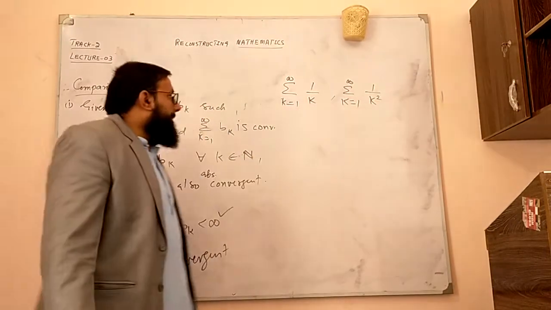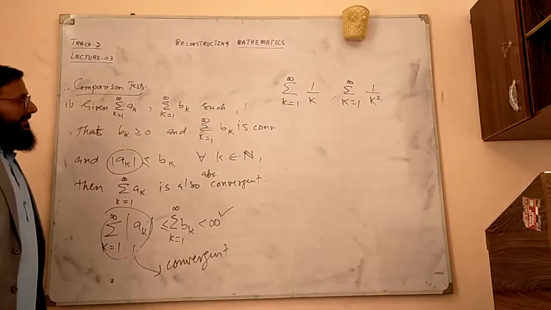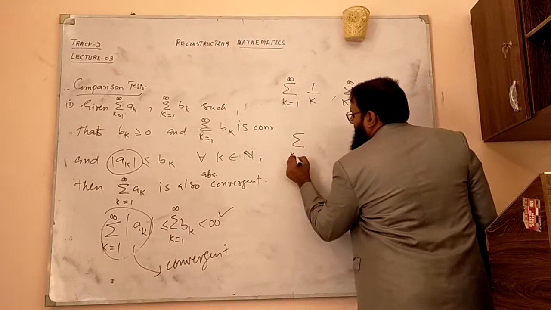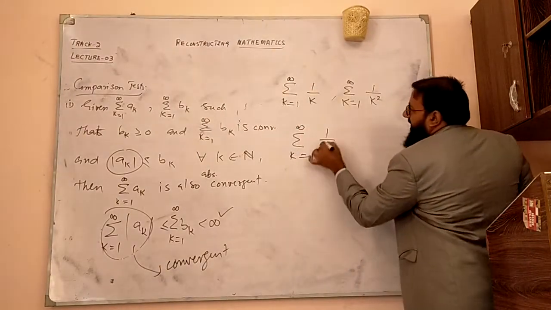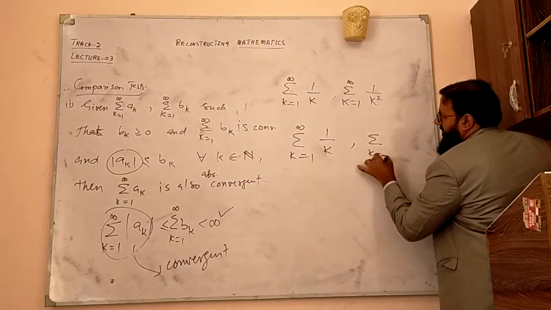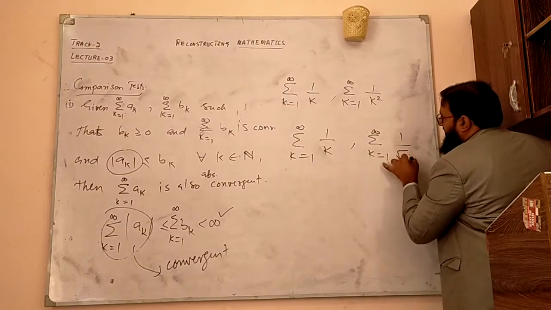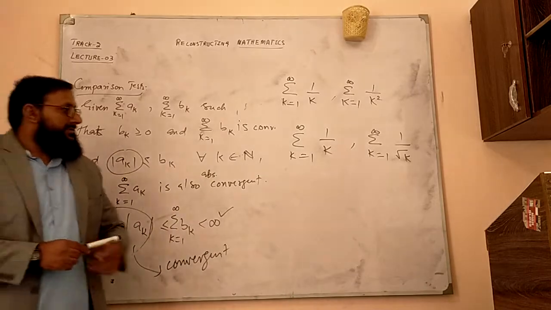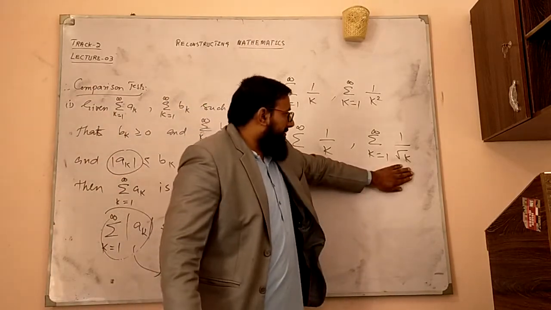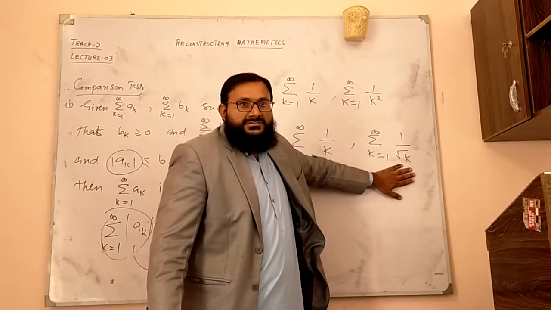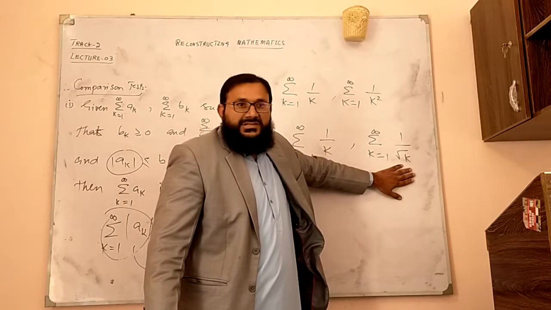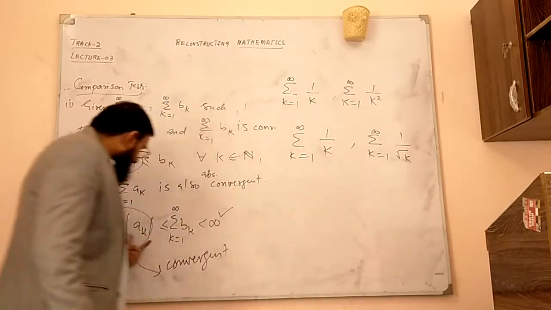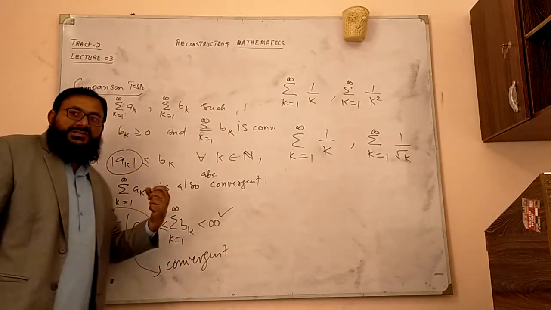But let me give you another example. These two: 1 over k and 1 over square root of k. Which one is smaller? The second. This smaller one diverges, obviously. Then this diverges as well. If your smaller series diverges, the larger one will diverge as well.